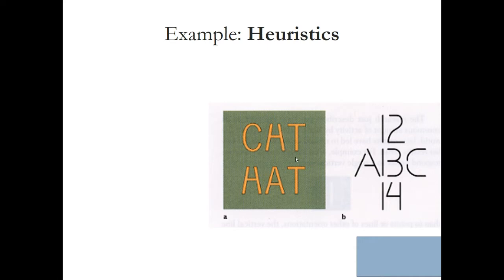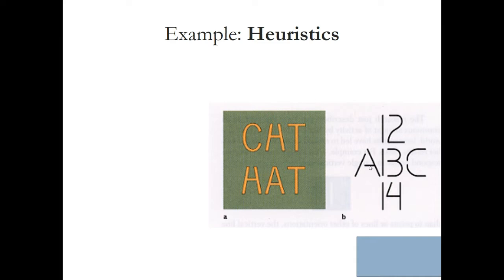So if we look at that first word, we read it as cat. The second word we read as hat, even though the H in the second word and the A in the first word are the same, right? But we don't really have to think all that hard about it. It happens automatically, right? We're relying on heuristics, stored brief little summaries of information that help us make quick and easy judgments and decisions, right?